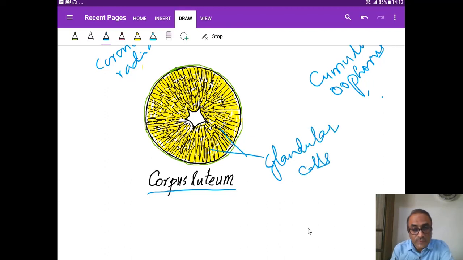of the corpus luteum, which serves as the endocrine gland, as I have told you, and this gland is formed after the ovulation. And why is this gland formed? It is because if fertilization takes place and the embryo attaches to the wall of the uterus, that is implantation, the very first structure which goes and binds with the endometrium is called the blastocyst.